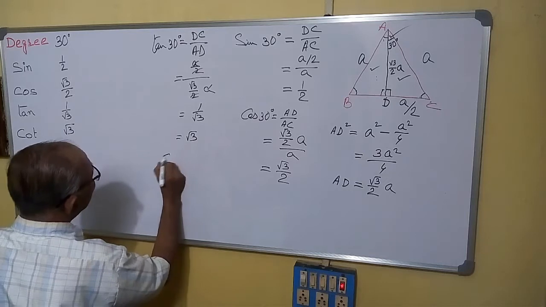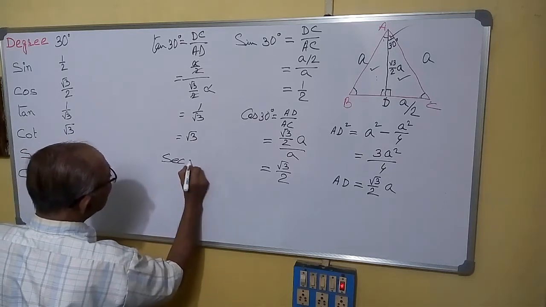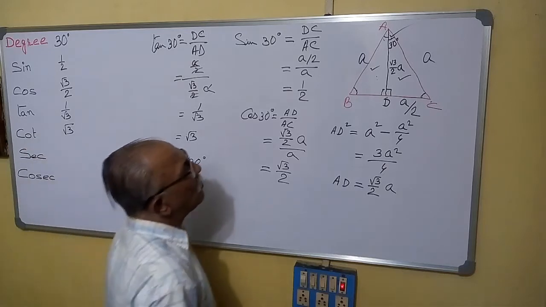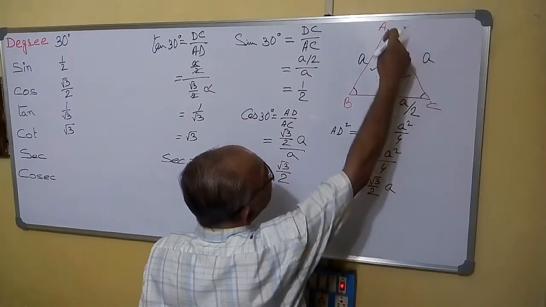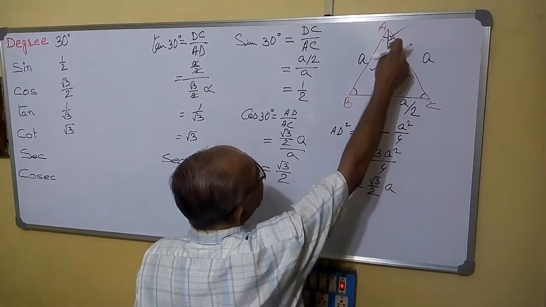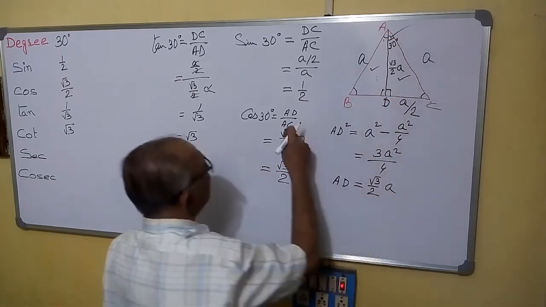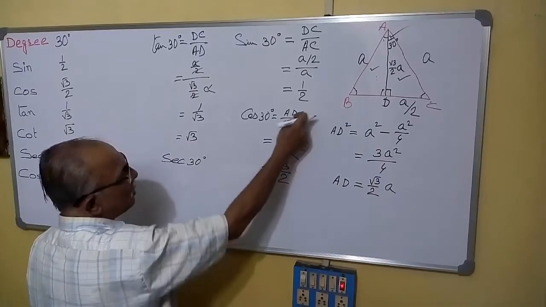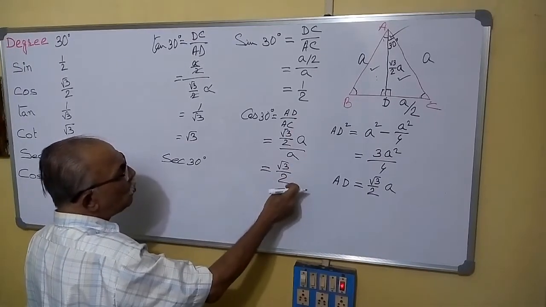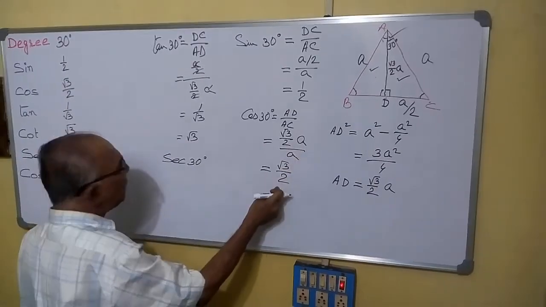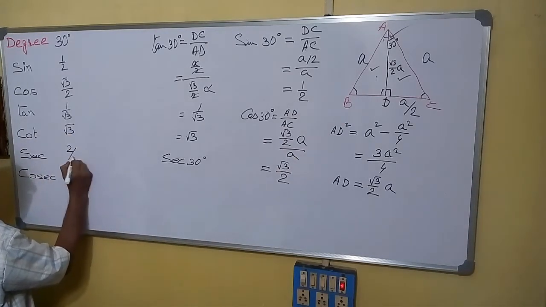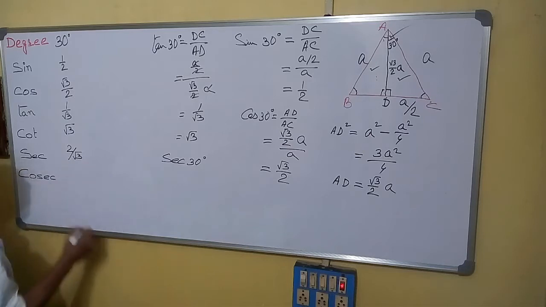Now sec 30. Sec is hypotenuse by base. Here hypotenuse is AC and with respect to this angle AD is base. That is the opposite of this one, AC by AD. So AD by AC is root 3 by 2, so AC by AD will be 2 by root 3. So sec 30 is becoming 2 by root 3.